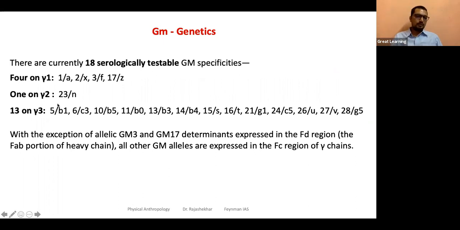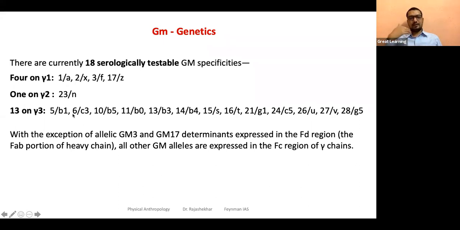So gamma 1, gamma 2, gamma 3 are shown here. There are many of them, but we can only detect a few, because to detect them we need a method, something that can bind to it and specifically identify it, something like a dye. So on gamma 1 we can detect 4, on gamma 2 we can detect 1, on gamma 3 we can detect 30. Look at them: 1A, 2X, 3F, 17Z. Letters together with the numbers. You don't have to memorize them by heart.